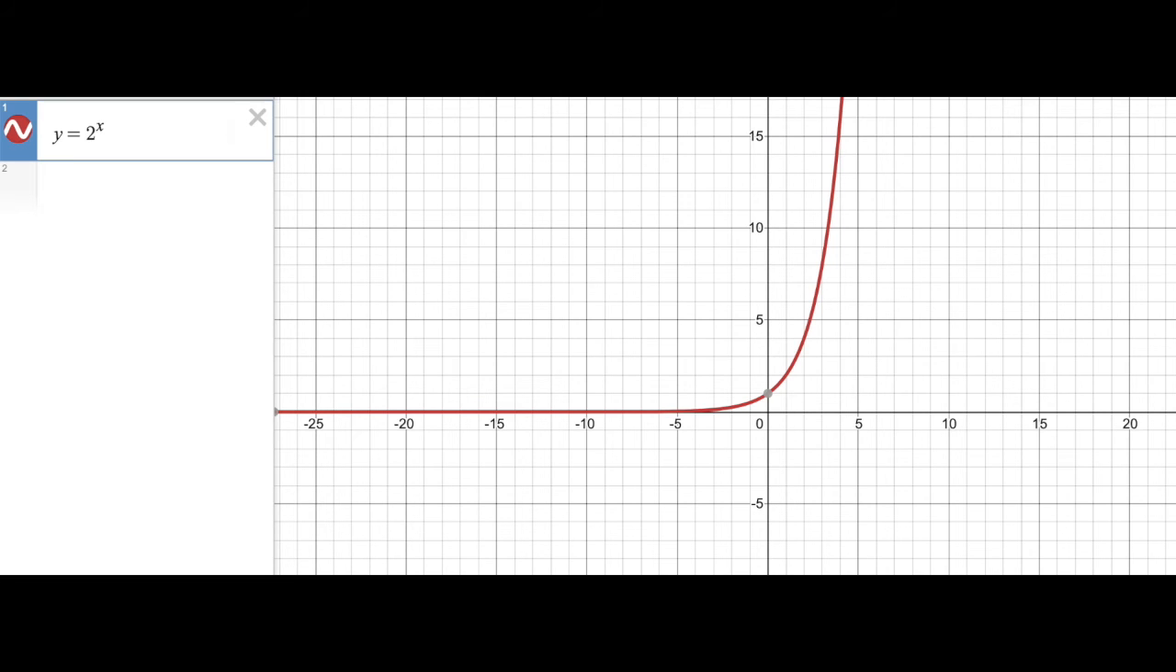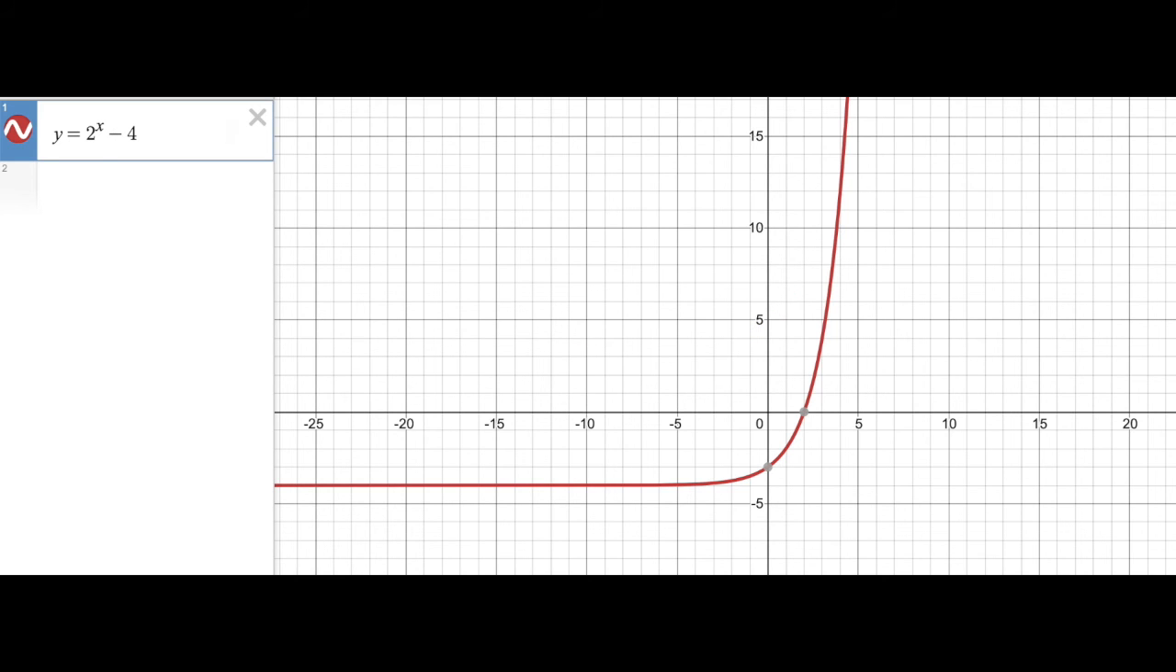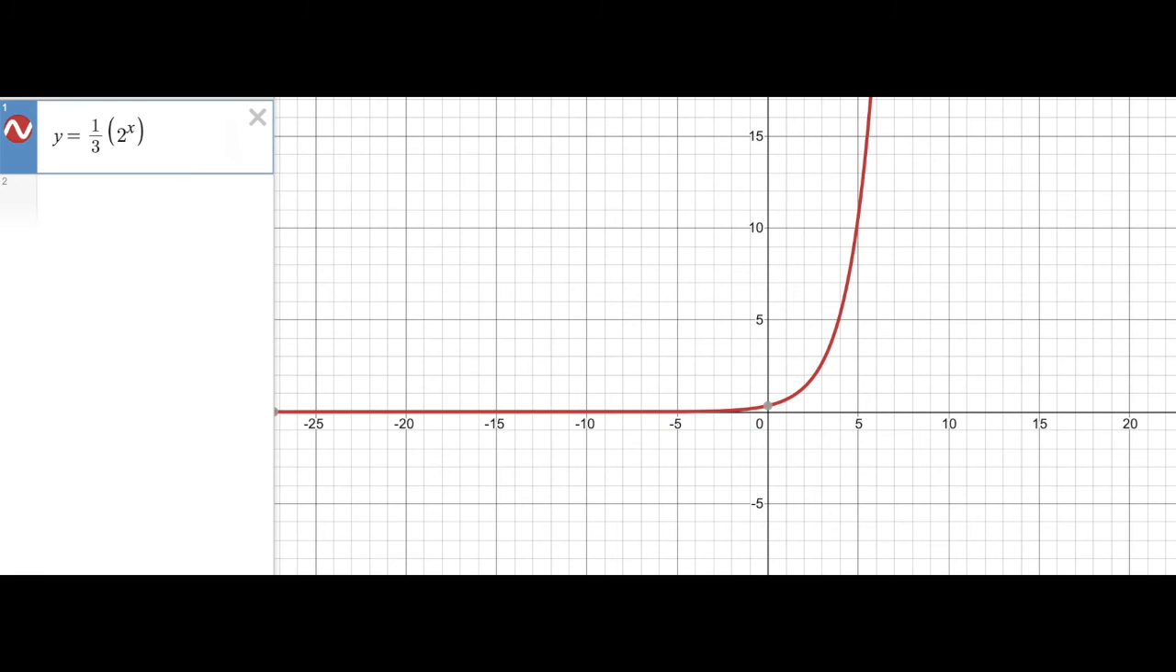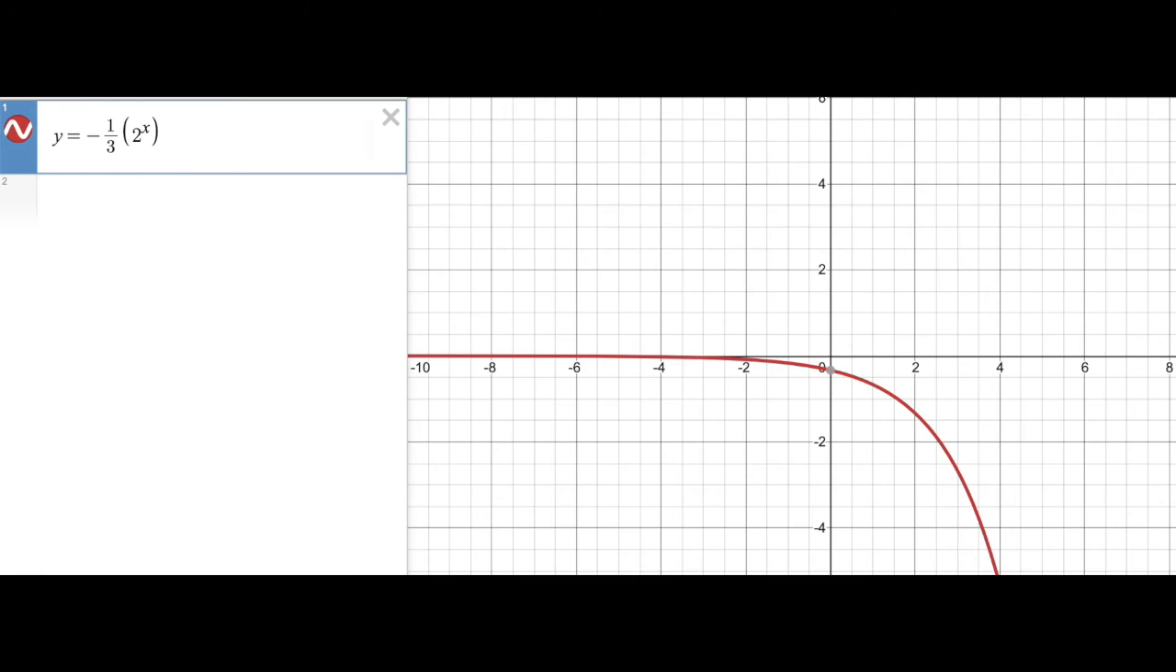Manipulations and transformations can be applied to exponential functions in exactly the same way as they were applied to algebraic functions, with essentially identical results. A number added to or subtracted from the variable shifts the graph to the left in the case of x plus n, or right in the case of x minus n. A number added to or subtracted from the exponential expression shifts it up or down. A multiplier dilates the entire graph, stretching it or shrinking it accordingly, and a negative mirrors the whole graph about the x-axis.